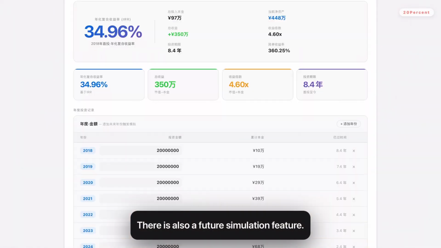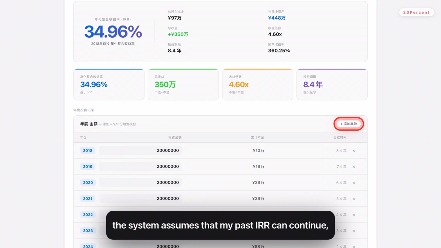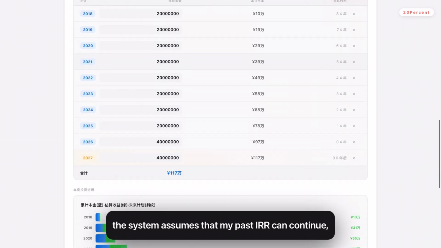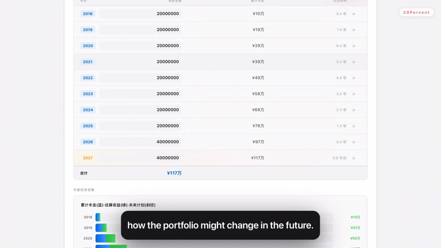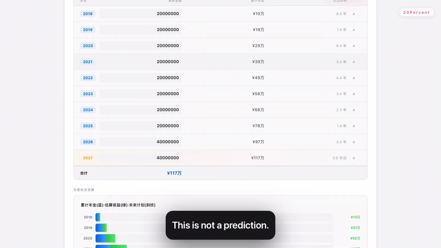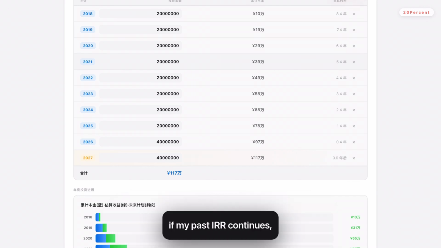There is also a future simulation feature. If I add a future year, the system assumes that my past IRR can continue and automatically simulates how the portfolio might change in the future. This is not a prediction. More precisely, it is only a what-if scenario. It asks, if my past IRR continues, what might the future look like?